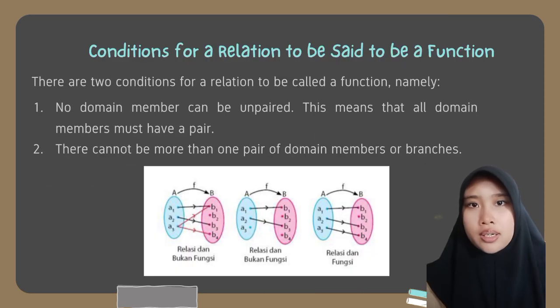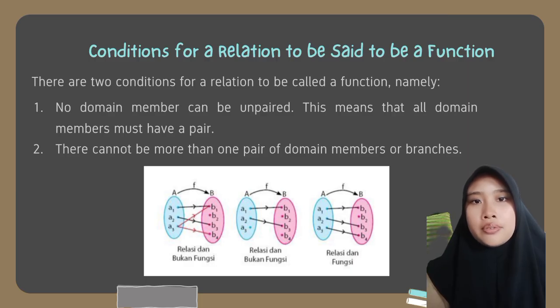Condition for a relation to be said to be a function. There are two conditions for a relation to be called a function, namely 1. No domain member can be unpaired. This means that all domain members must have a pair. 2. There cannot be more than one pair for a domain member, or branches.